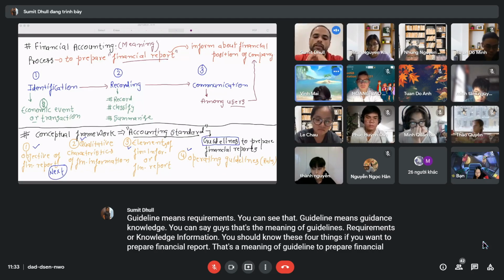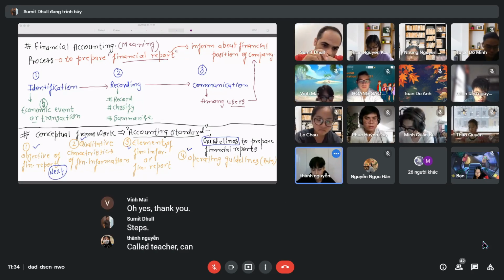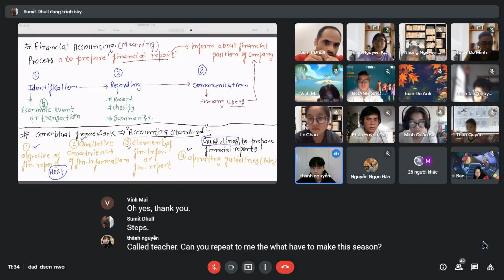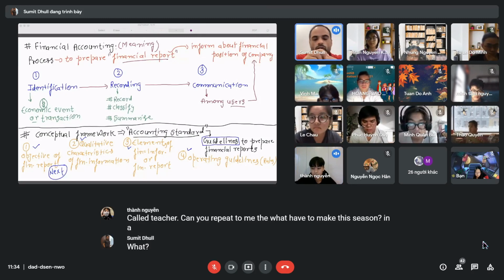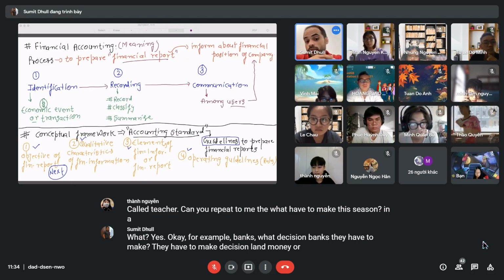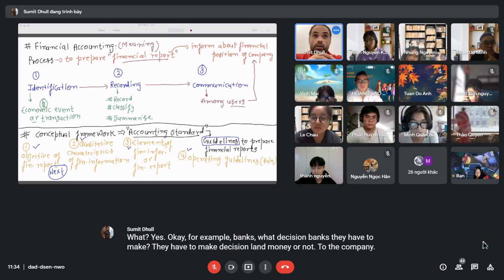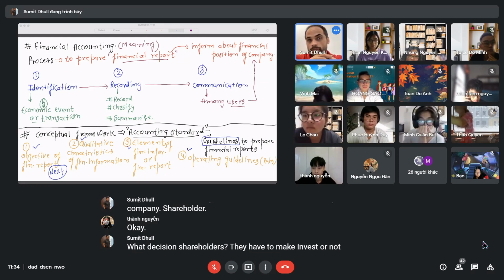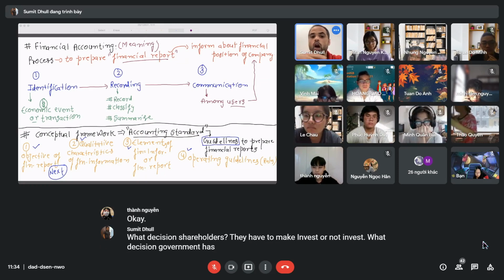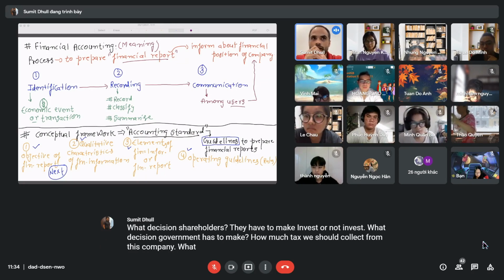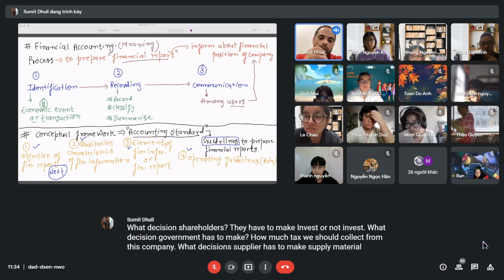Oh, yes. Teacher, can you repeat what decisions have to be made? Yes. Okay. For example, banks. What decision do banks have to make? They have to make a decision to lend money or not to the company. Shareholders. What decision do shareholders have to make? Invest or not invest? What decision does the government have to make? How much tax we should collect from this company? What decision does a supplier have to make? Supply material or do not supply material?